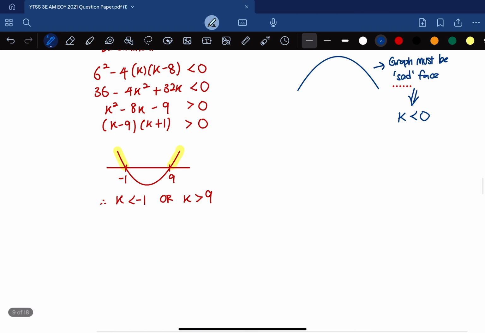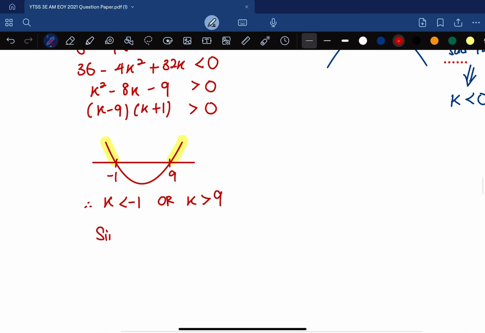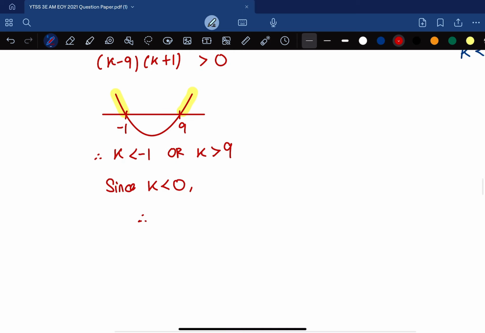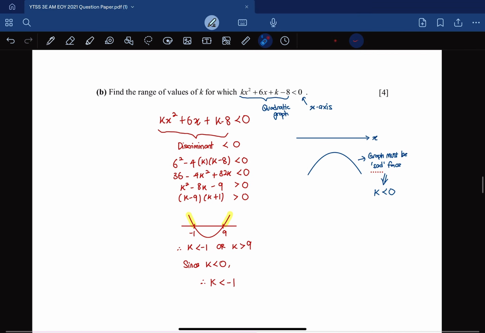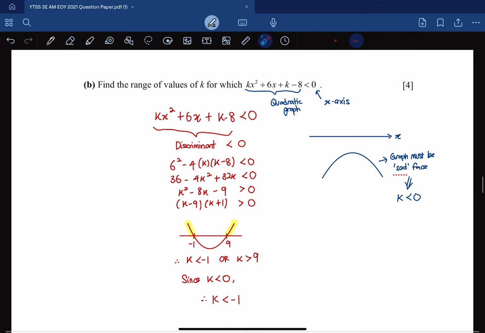Okay, so therefore we know that since k must be less than 0, the answer is only k must be strictly less than negative 1. We cannot take this solution because k must be less than 0. Okay, and that is the solution to question 9 part B.